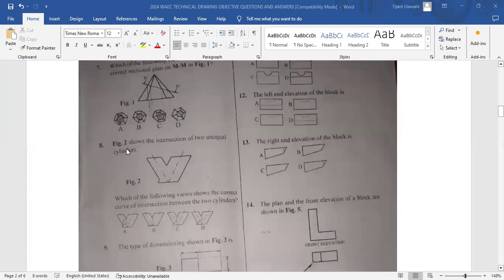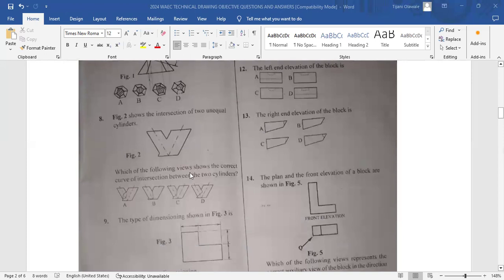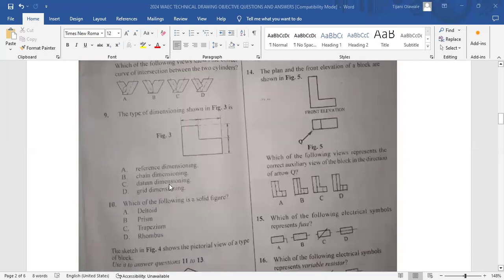Then question 8. Figure 2 shows the intersection of two unequal cylinders. Then the question says, which of the following views shows the correct curve of intersection between the two cylinders? So option C is the answer to that question. So question 9, the type of dimensioning shown in figure 3 is chain dimensioning. That is option B, the answer to the question.